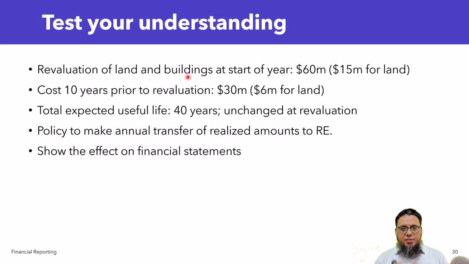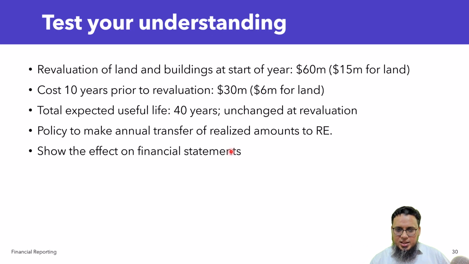Another example: revaluation of land and buildings at the start of the year is $60 million, of which $15 million is related to land. Cost 10 years prior to the revaluation was $30 million, of which $6 million was for land. Total expected useful life is 40 years, unchanged at revaluation. The policy is to make an annual transfer of realized amounts to retained earnings. As compared to the previous example, the annual transfer balances out the depreciation expense. Now show the impact on the financial statements.